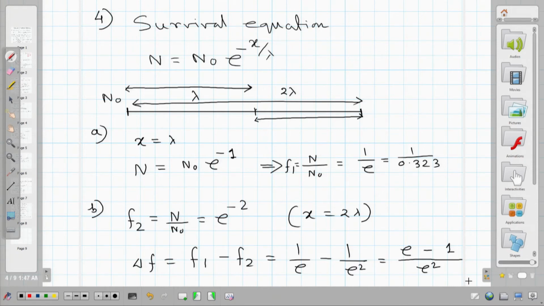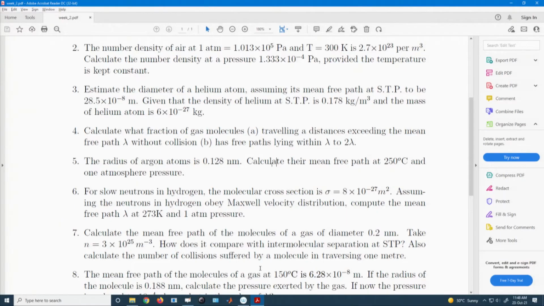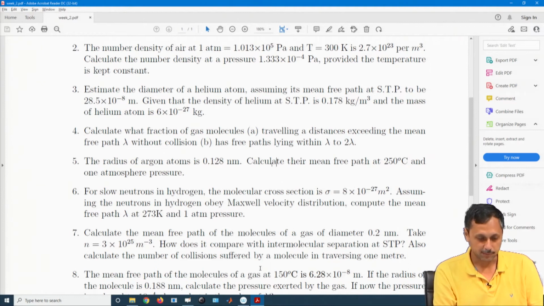I wanted to compute this in front of you, so that you get a better feel for the logic behind this calculation. Otherwise, the calculation is super simple. So, for the first part I have computed the number of particles that will survive without a collision after travelling a distance lambda, and for part 2 I have computed the fraction that suffers a collision between lambda and 2 lambda, which is basically the subtraction of F1 minus F2. I hope it is clear. Okay, so let us move to the next problem, which is problem number 5.